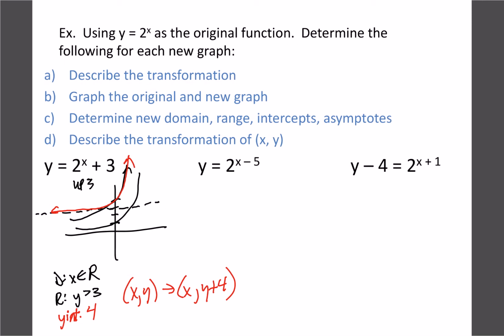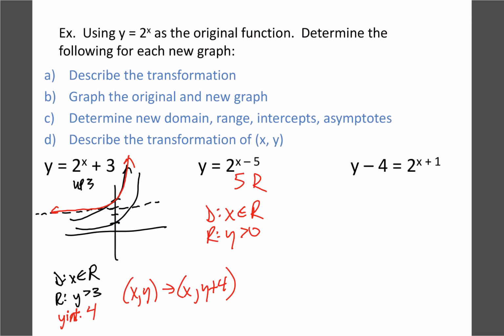Okay, so this next one we've got 5 to the right. Our domain and range, nothing would change for those compared to our normal equation. Our y-intercept would be different though. Our original y-intercept was at 1, so we'd have to figure out what the original coordinate would have been when x was -5.